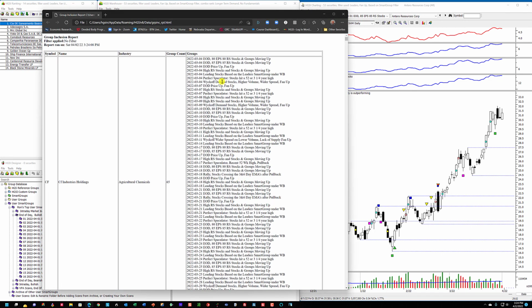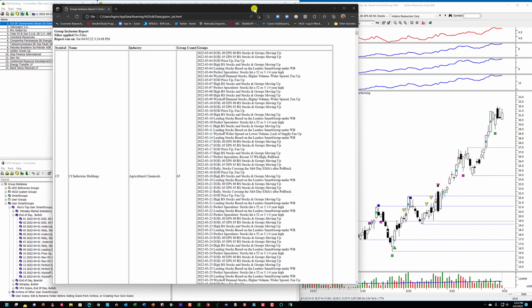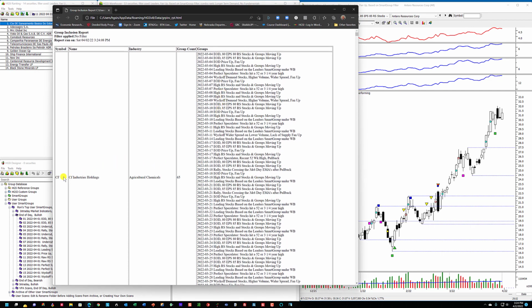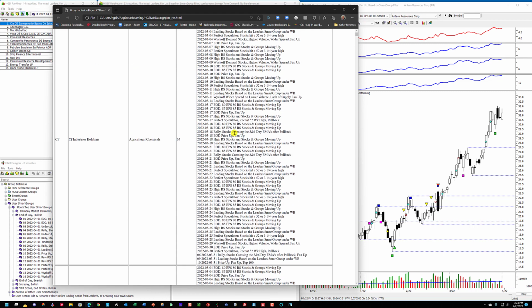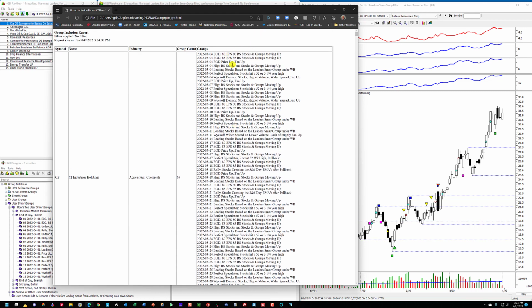What this does is it generates an HTML page, and you can see that CF Industries is a stock that appeared the most, 65 times, and it started back on the 4th of March, and that's the first day that I started tracking these. It's in both end of day 85 EPS and 85 relative strength stocks and groups moving up. And if you look down here, you're going to see those groups a lot, which means that the earnings per share rank is near the top and the relative strength rank is near the top.